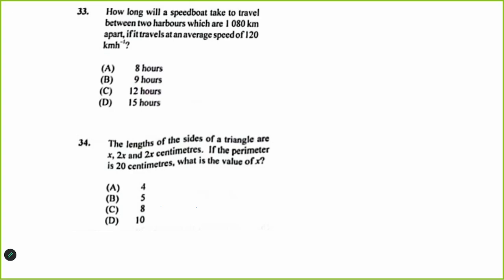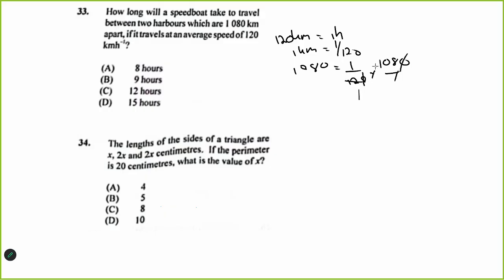How long will a speedboat take to travel between two harbors, which are 180 kilometers apart, if the travel speed is 120 kilometers per hour? So 120 kilometers is equal to 1 hour. 1 kilometer is 1 over 120. So 180 kilometers is equal to 1 over 120 multiplied by 180 over 1. So it'll be 9 hours.